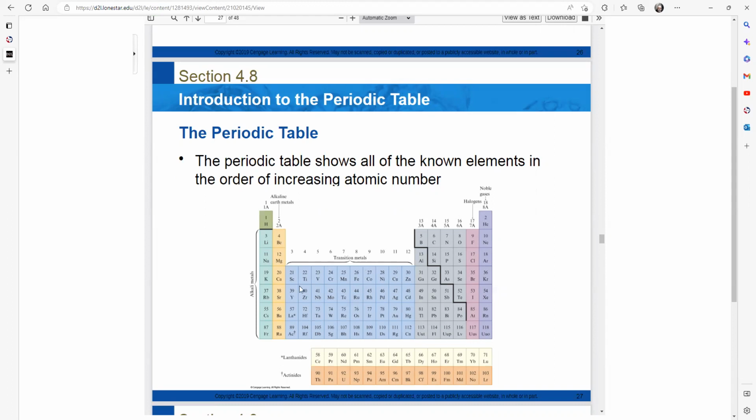This block in between are the transition metals. And here down, you can see the lanthanides and the actinides. Most of them cannot be found in the environment because they are very reactive, and some of them only exist in the lab.